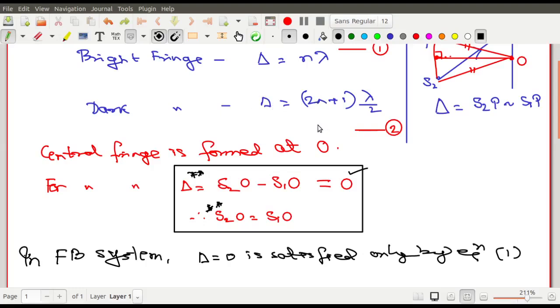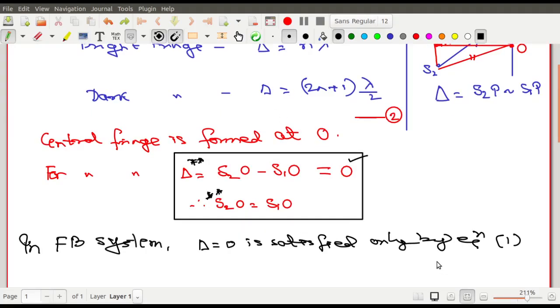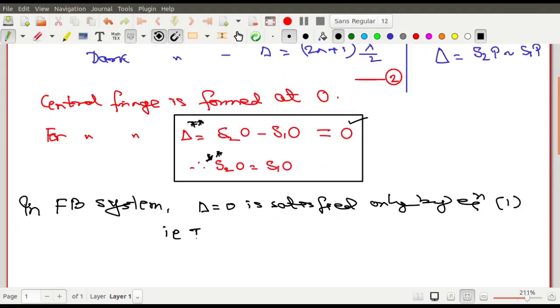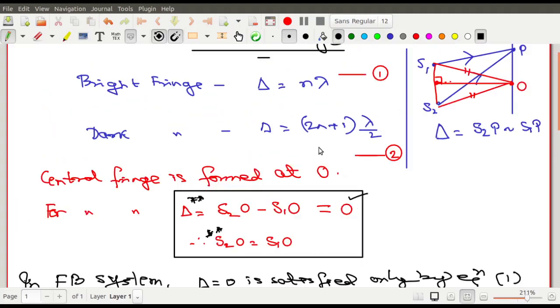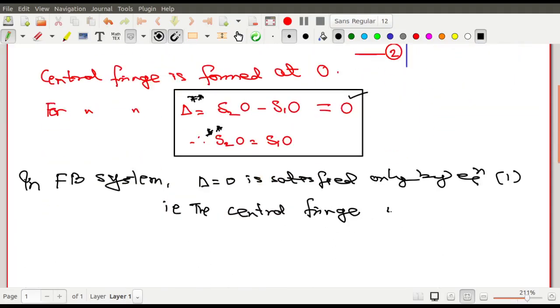So that is why we say that the condition of the central fringe, that is delta equals to 0, is satisfied by whom? In the Fresnel biprism system, delta equals to 0 is satisfied only by equation 1. That is the central fringe. Equation 1 is the condition of what, dark or bright? Definitely bright. So that is why the central fringe is bright in nature. The central fringe will be bright.